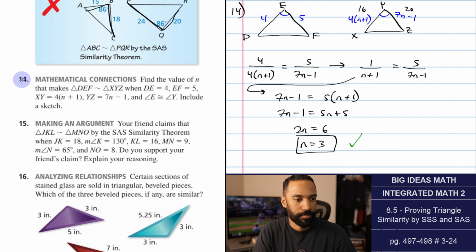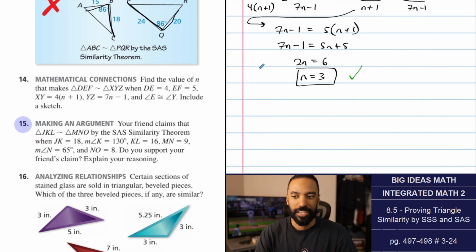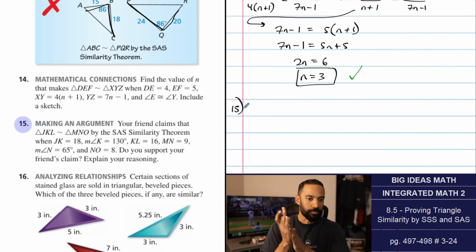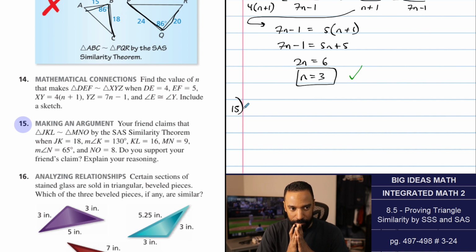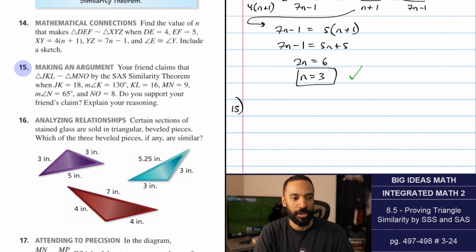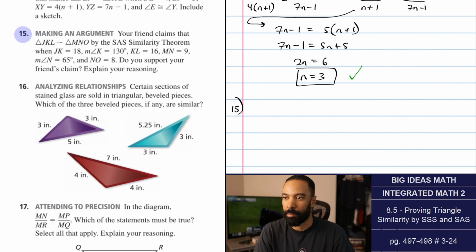Okay, number 15. Making an argument. Hey, your friend's back. Because it's been like sister and cousin and things like that. Now it's back to friend. Your friend claims that triangle JKL is similar to triangle MNO by the side angle side similarity theorem. When JK, I'm going to probably draw this.